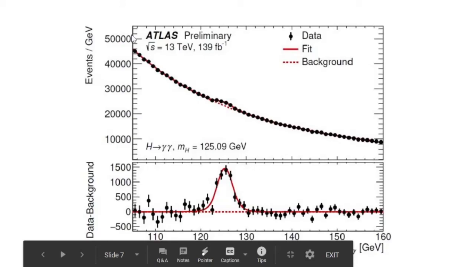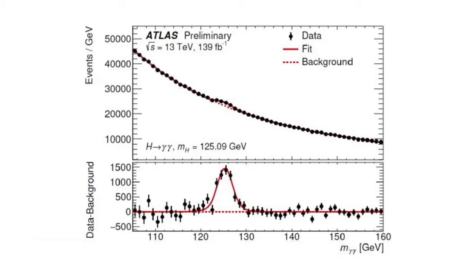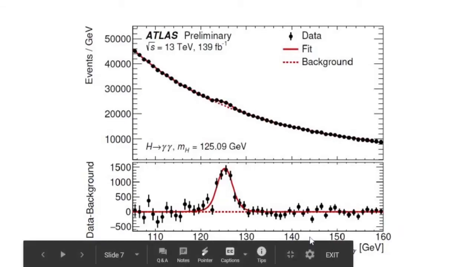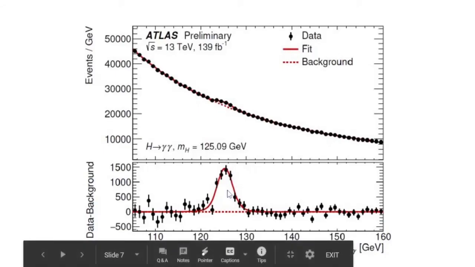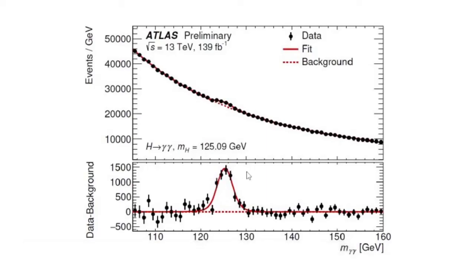The vertical axis here represents the number of pairs of photons emitted, and the horizontal axis represents the energy. As you can see in the lower graph here, at the energy range of around 125, the number of photons skyrocketed. I mean, not skyrocketed, but it was a little higher than all the other background photons. So this kind of high energy photon can only be emitted by a boson.